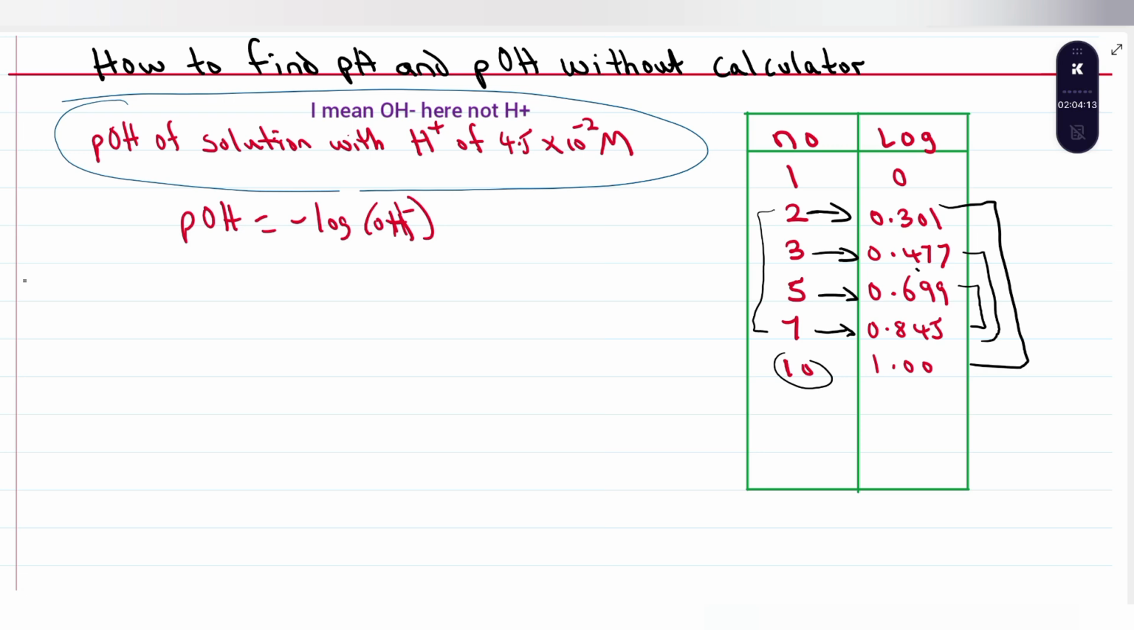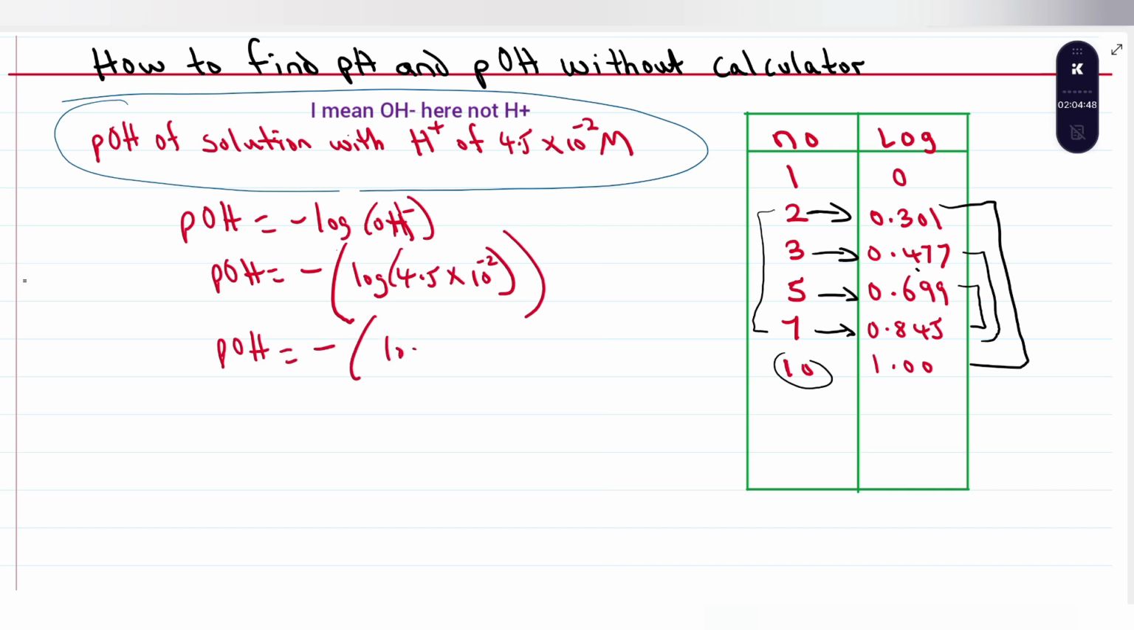So pOH now equals minus big bracket. Please don't forget that log 4.5 times 10 to the power minus 2. The first thing that should come to our head is how we can make this 4.5 times 10 to the power minus 2 into a form that will be a multiple of 1 to 10 and be part of the logarithm numbers we actually memorize. So we are going to make it this way: pOH equals minus brackets log.